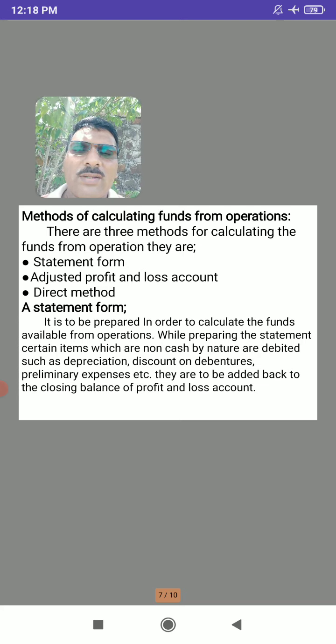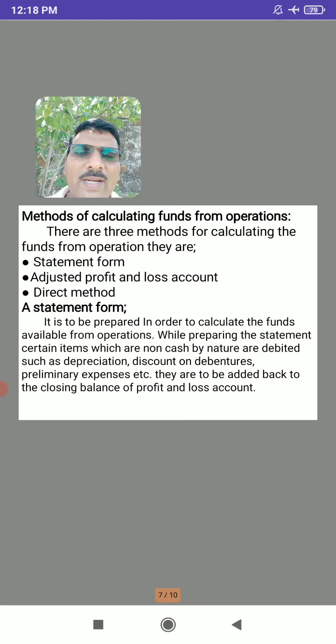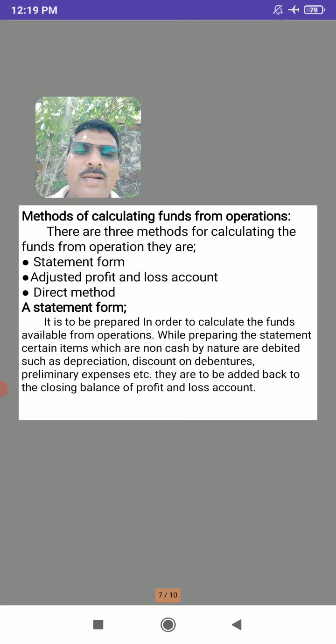First of all, we will take the statement form. What do we mean by statement form? It is prepared in order to calculate the funds available from operation. While preparing the statement, certain items which are non-cash by nature and debited, such as depreciation, discount on debentures, and preliminary expenses, are added back to the closing balance of profit and loss account. So in the statement form, first of all we take the non-operating expenses, and these are added back to the closing balance of profit and loss account.